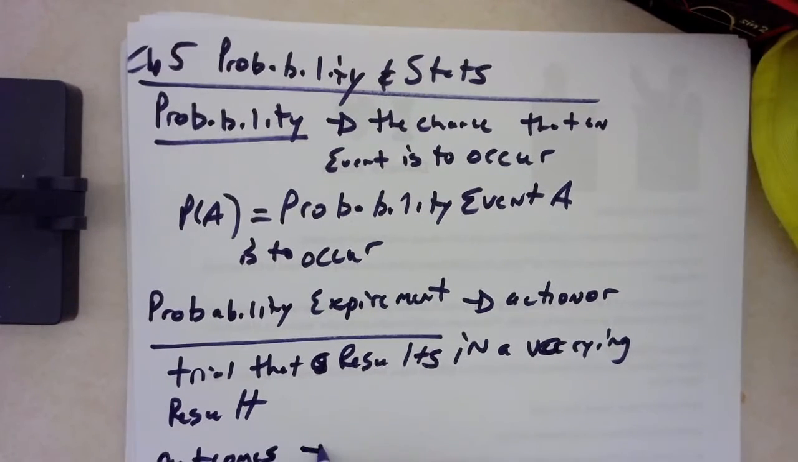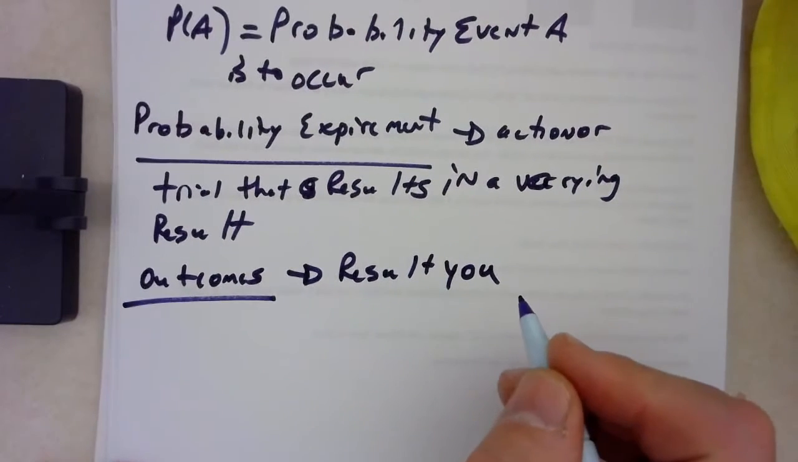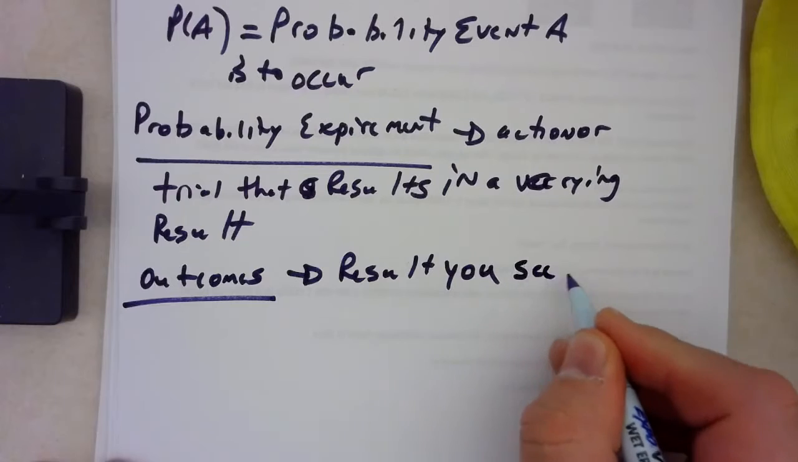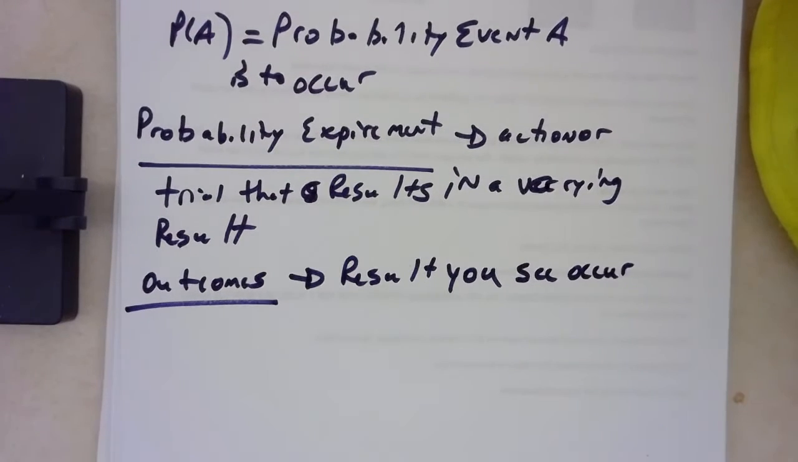Outcomes. What are outcomes? The result you see occur. Like one of the first examples I'm going to ask you to do is we're going to find the probability you get 2 questions in a row correct on the SAT. The result you would see would be like you put A and you put B.